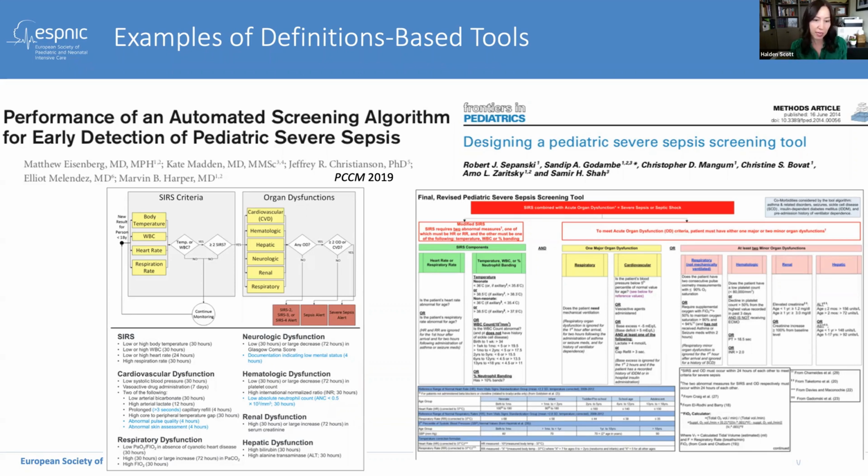So one category of tools is definitions-based. Dr. Eisenberg and colleagues in Boston and Dr. Sapansky and colleagues in Virginia both implemented what is essentially the Goldstein consensus definitions based on SIRS into their electronic health record, and tested how it would not predict sepsis, but would identify patients once they had it and ensured that clinicians were recognizing sepsis was present.